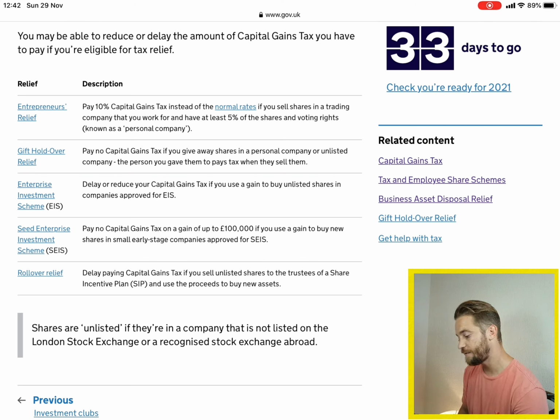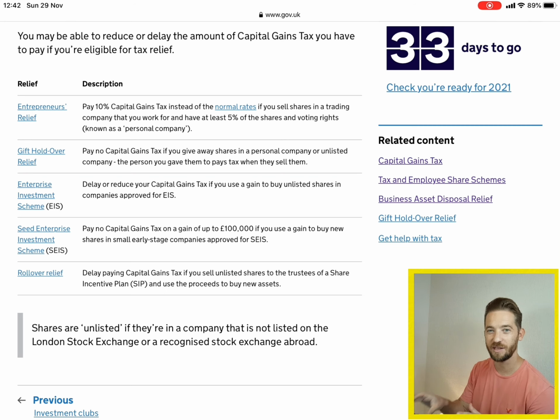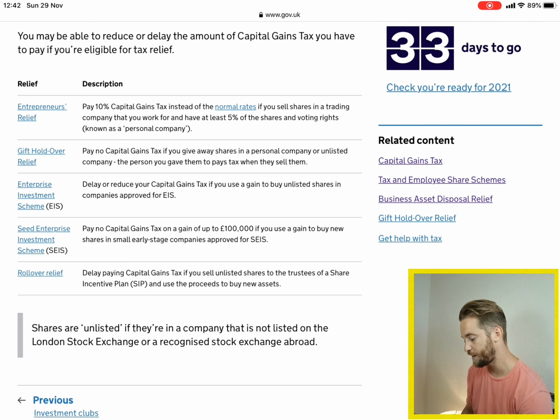Gift holdover relief, pay no capital gains tax if you're giving your shares away. So you don't need to worry about that if it's to your spouse or your civil partner, but if it's to someone else, maybe a family member or a friend, I don't know why you're giving away your shares. You're not going to make much of a profit if you're doing that, but you can roll your gain across to that person, so you're not caught by the capital gains tax.